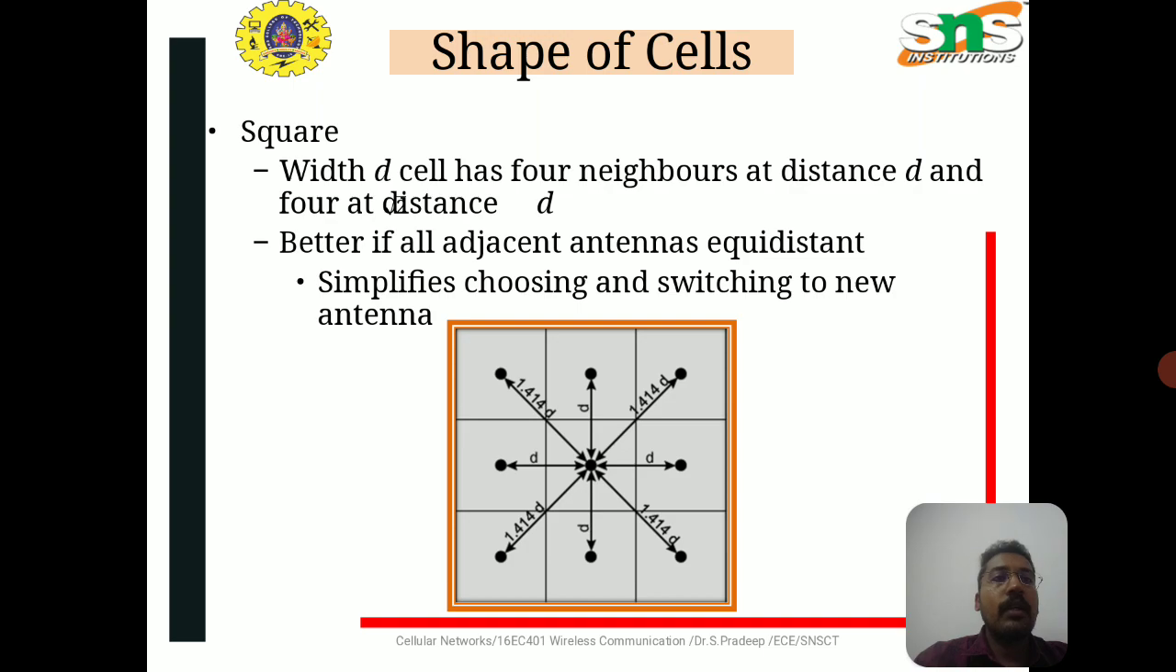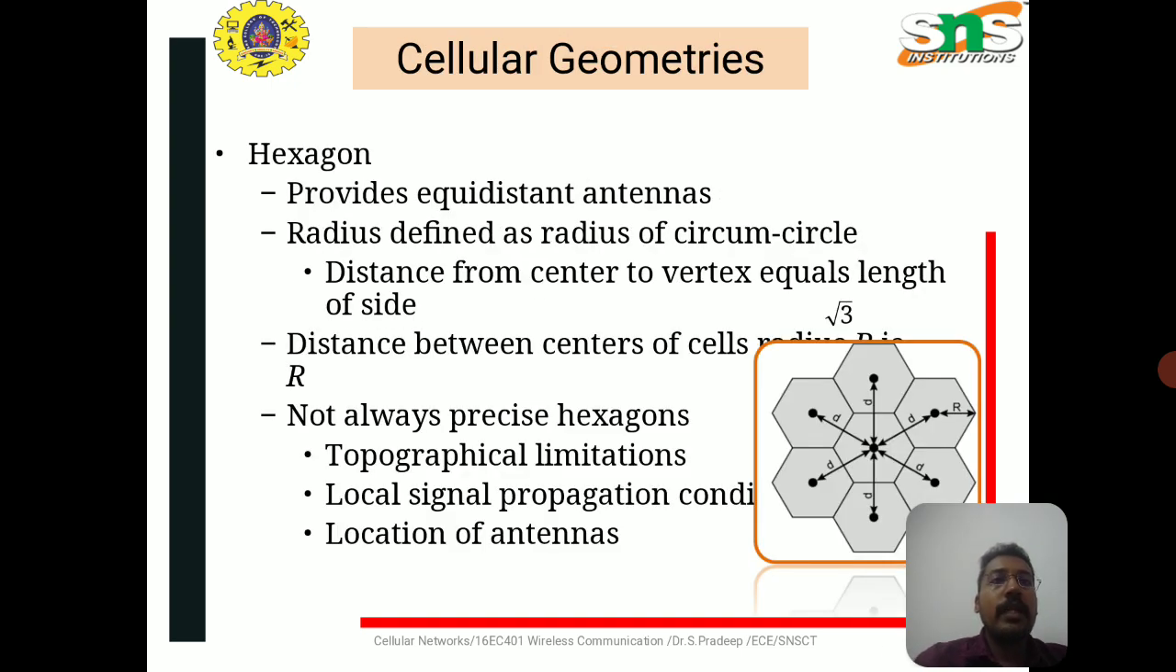The diagonal range between two cells extends to 1.4 D. A hexagon provides equidistant antennas, which overcomes the diagonal distance in the square. From all sides, the distance is the same in a hexagon. Radius is defined as the radius of the circumcircle. The distance from center to vertex equals the length of the sides. The distance between centers of cells of radius R is D. They are not always perfect hexagons. Topographical limitations, local signal propagation conditions, and location of antennas change the hexagon shape.